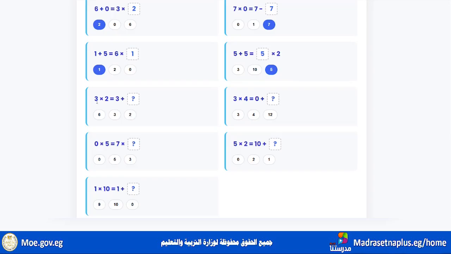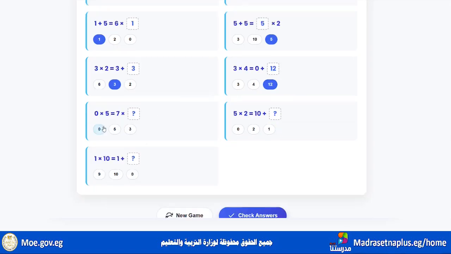Okay, sorry, this is times. It will be 3 and 3. Double, 12. Any number times 0 equals 0. So the left side is 0. Right side must be 0.